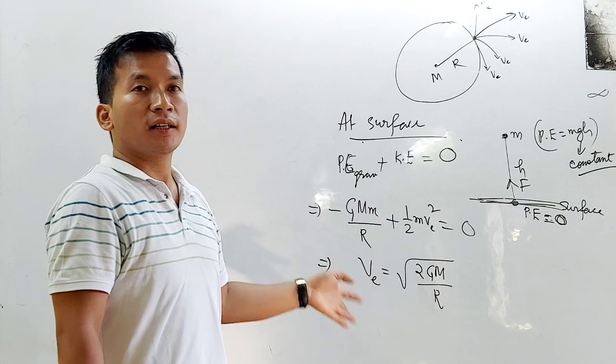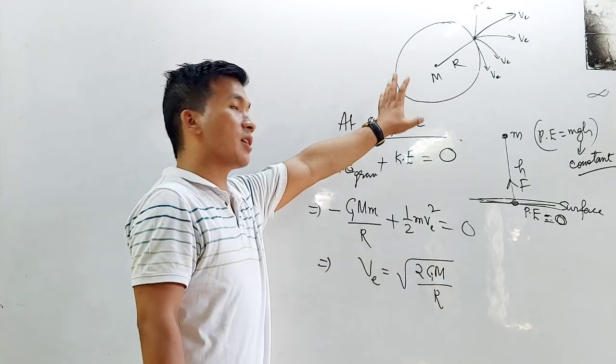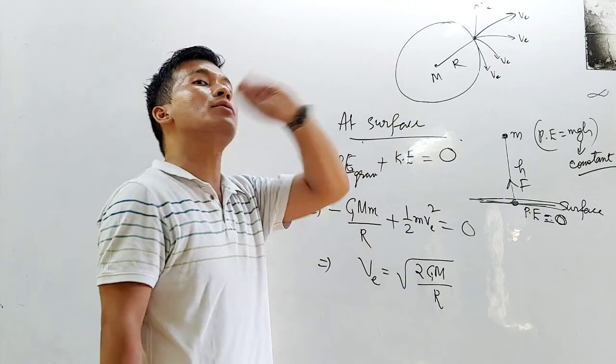Capital G, no confusion. Capital M denotes the mass of the planet. Small m will denote the mass of the object that is to be thrown.